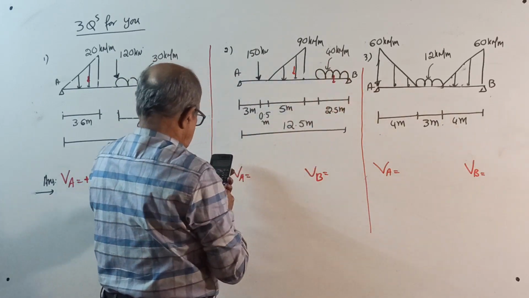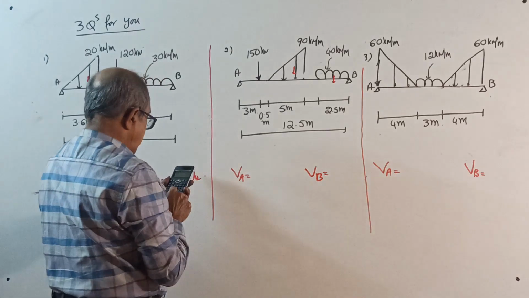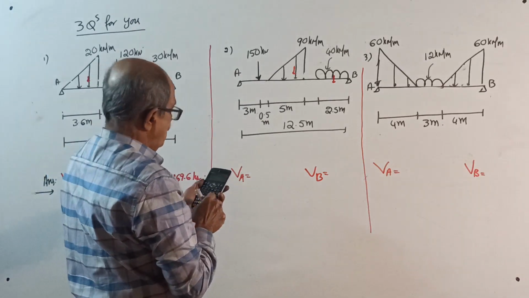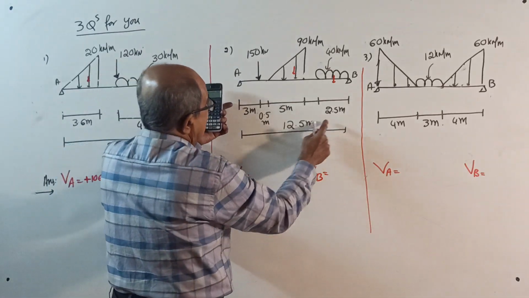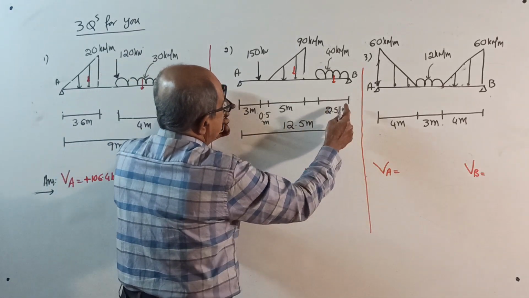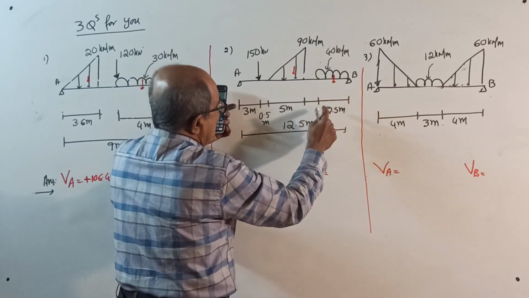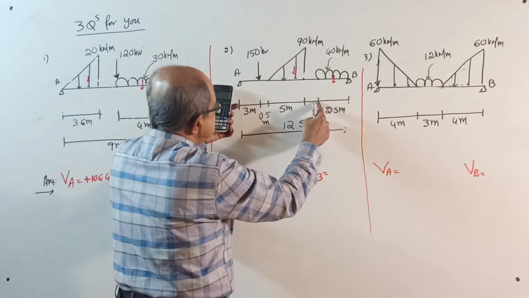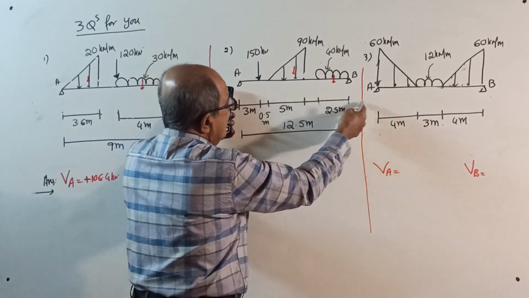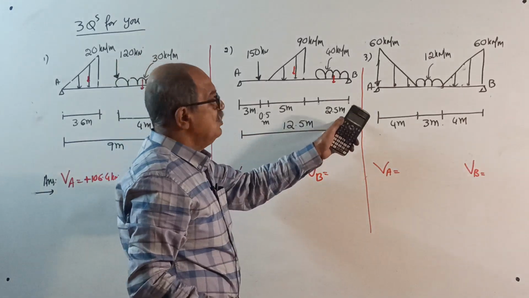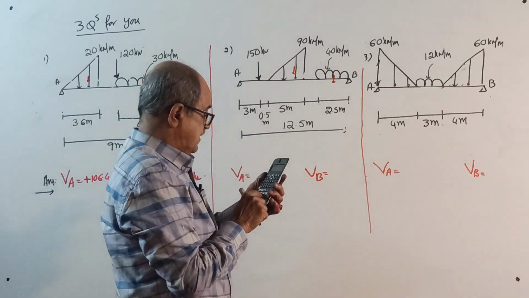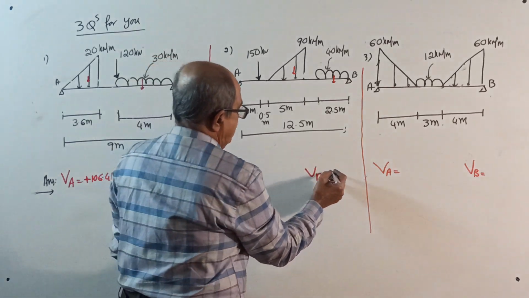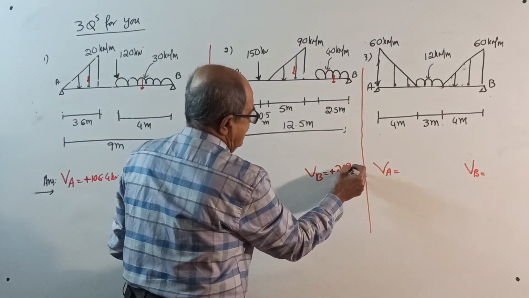40 into 5 plus 40 into 2.5 into, see, this is 12.5. This is 2.5. This gap is not required now. When this is 12.5, this is 2.5. From here it will be 10 meter. You can decide the gap. So 10 plus half of 2.5, or 12.5 minus half of 2.5, into 10 plus 2.5 divided by 2, divided by span is 12.5. 249 kilonewton VB plus 249 kilonewton.